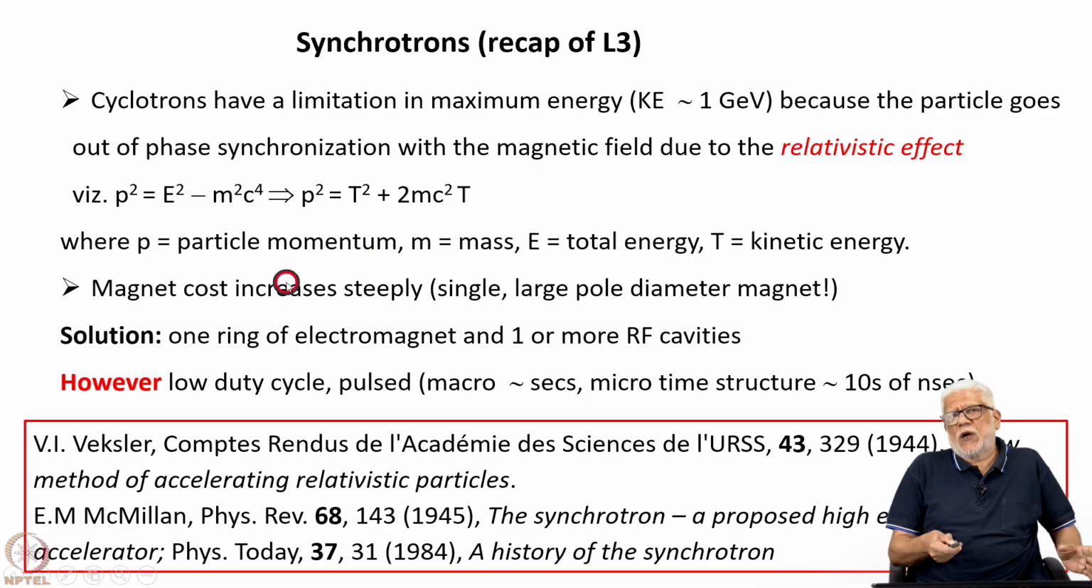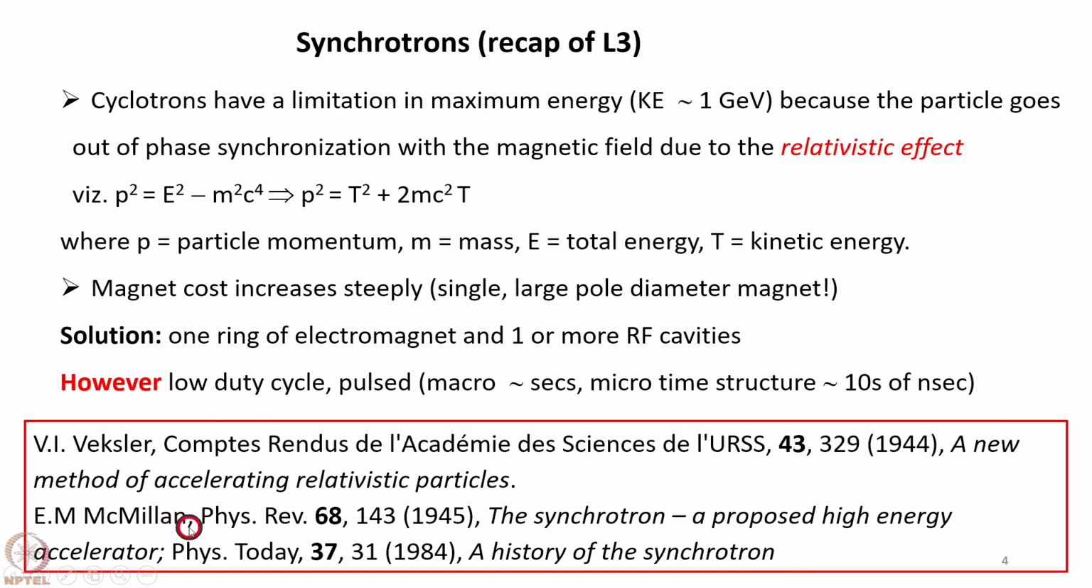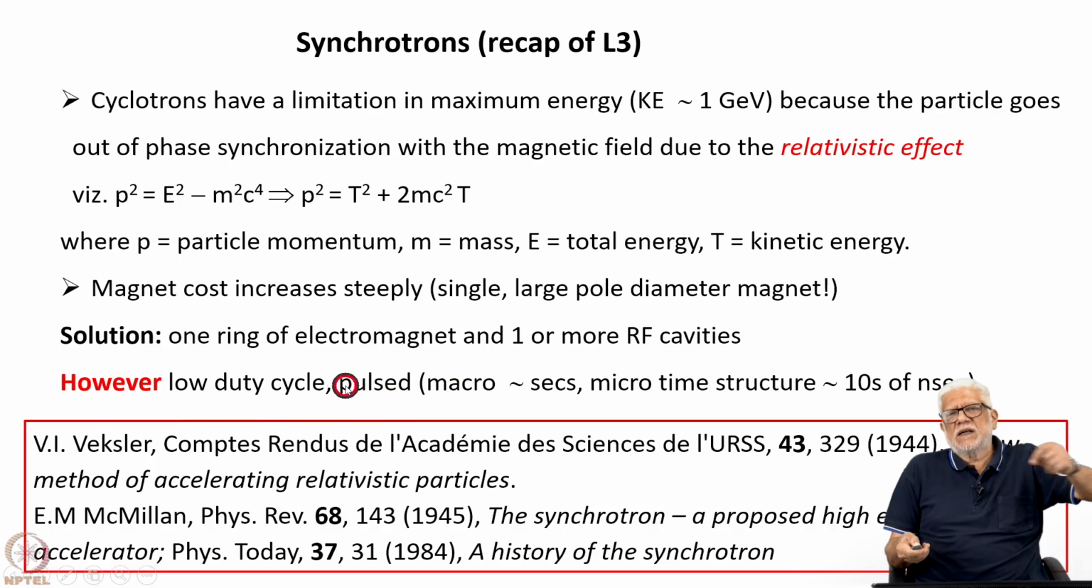And of course, as you go to higher and higher energies, the magnet cost increases because it goes like dimension cubed. Okay, so one solution that was found by Macmillan in 45 and independently by Wechsler in 44 in the then USSR, was to actually take out the full magnet and just have one ring of magnets. The price that you have to pay is, of course, that this pulsed machine takes these pulses, and as the energy increases, you have to increase the frequency or the magnetic field, both of them.